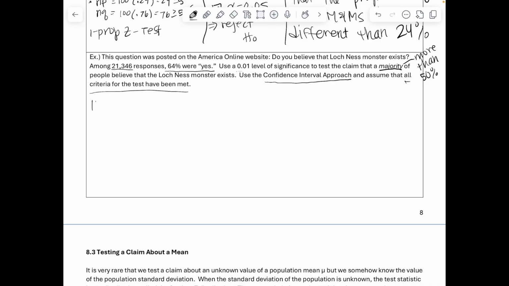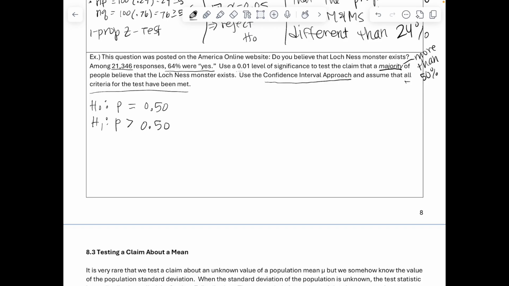So first thing here we're going to do is write down our null and our alternative. And since we're dealing with a majority here, we do have a percentage. So we're going to use proportions. And since we're dealing with a majority, it's going to be 0.5 for both of these. Our null is equal to, and majority is more than 50%, so put a greater than symbol in here.